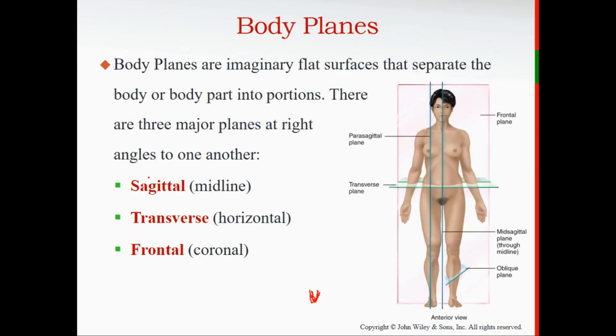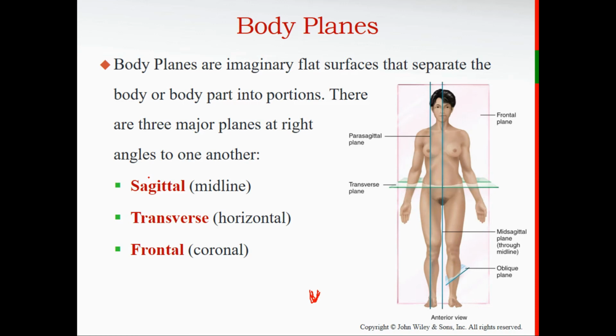Let's talk a little bit about the planes through the body. For those of you that enjoy geometry, this will be right up your alley. A plane is a flat surface that extends in all directions in an infinite manner. Body planes are imaginary flat surfaces that separate the body or body parts into portions. There are three major planes at right angles to one another.